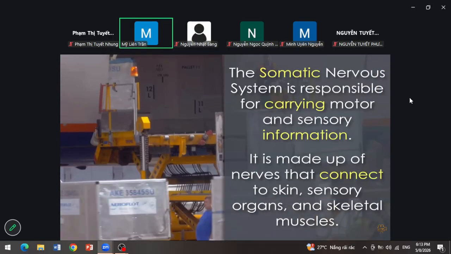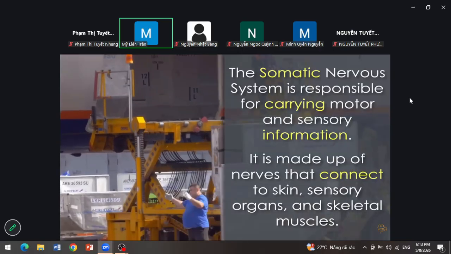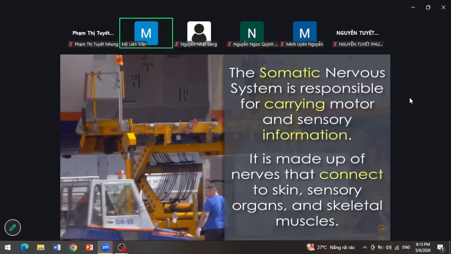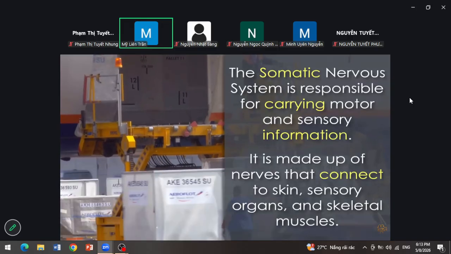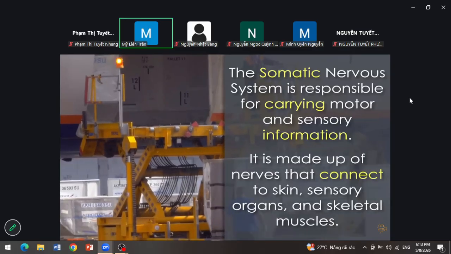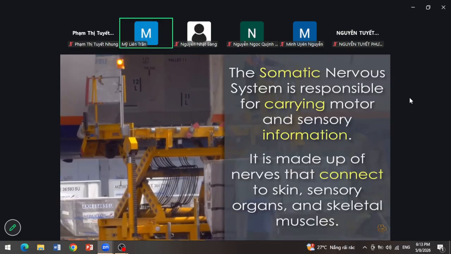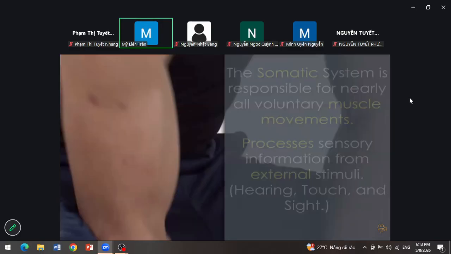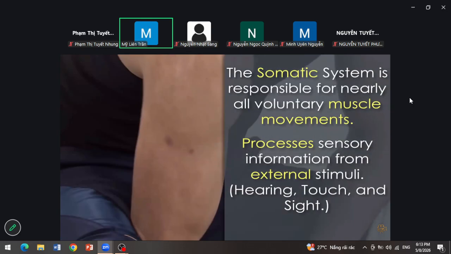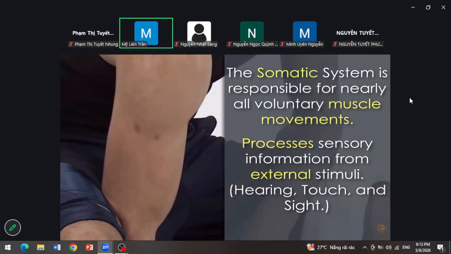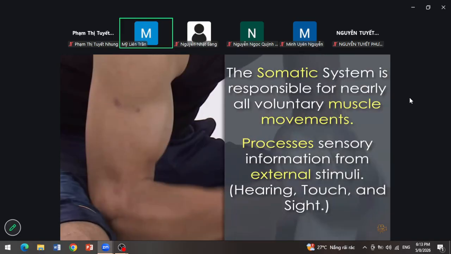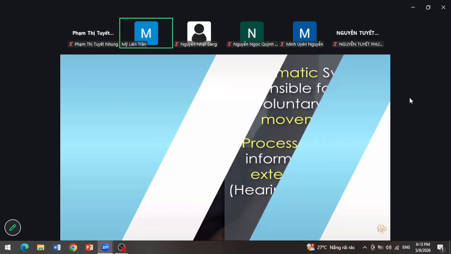The somatic nervous system is responsible for carrying motor and sensory information both to and from the central nervous system. This system is made up of nerves that connect to the skin, sensory organs, and all skeletal muscles. The somatic system is also responsible for nearly all voluntary muscle movements, as well as for processing sensory information that arrives via external stimuli, including hearing, touch, and sight.